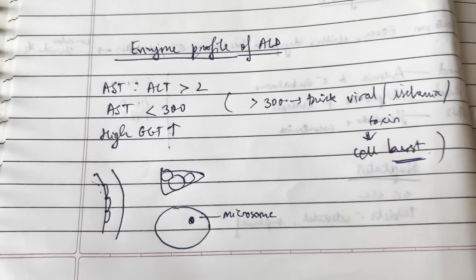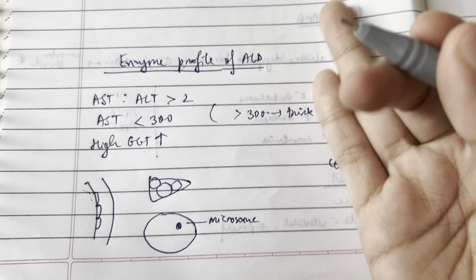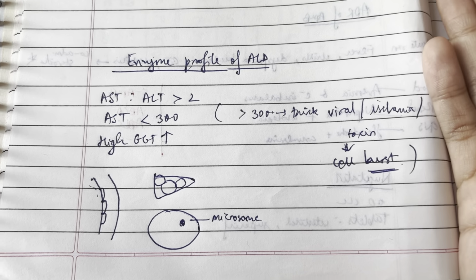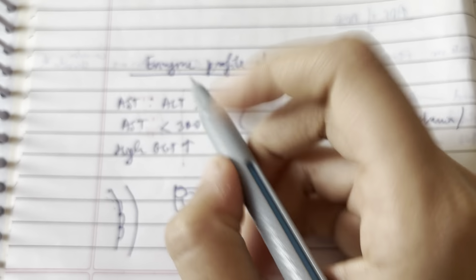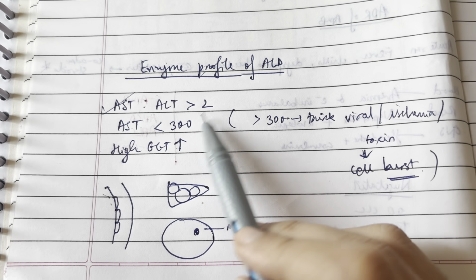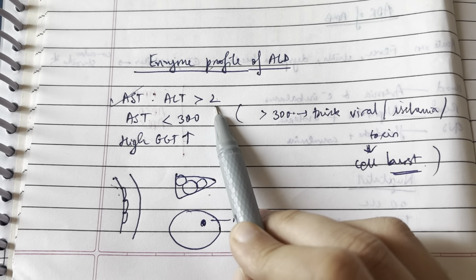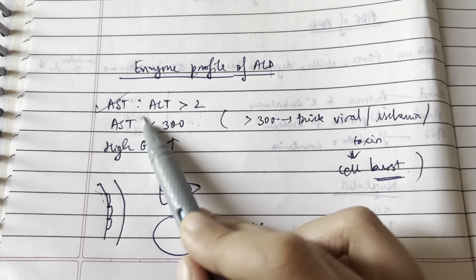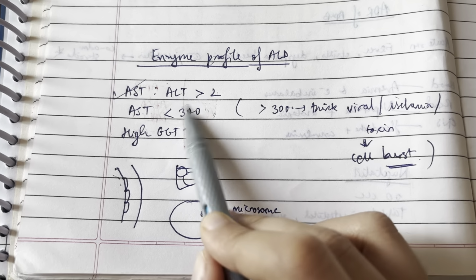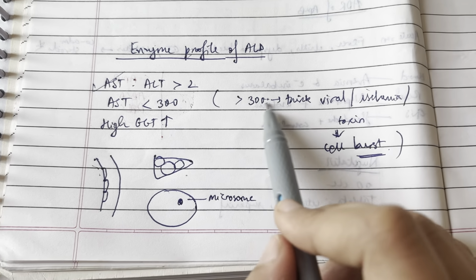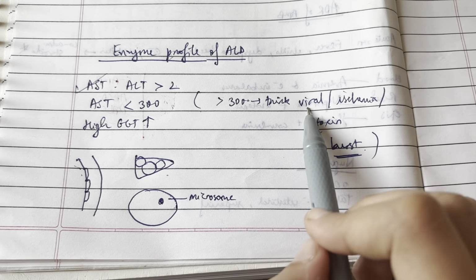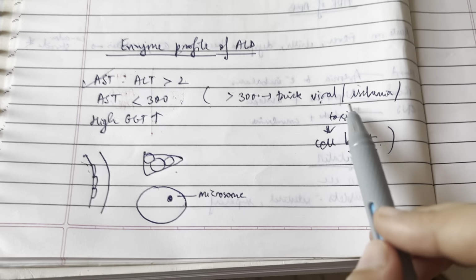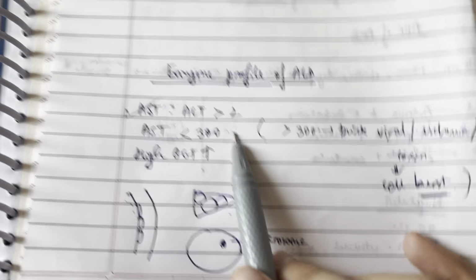So let's understand the enzyme profile that you will get of a chronic alcoholic patient who will come to your ward. We've understood this part: AST to ALT ratio more than 2. I don't think you will ever forget it. Now let's come to the other two. AST will be less than 300. This you will have to look for a little, because more than 300, think of viral, ischemia or toxin as the etiology. Now let me explain what happens.